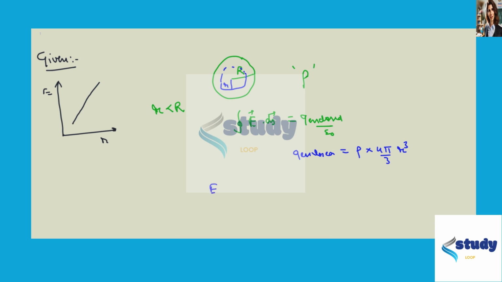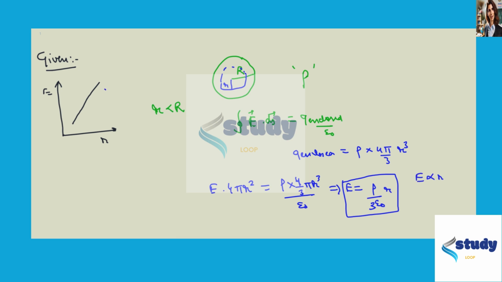So this gives us the integral of E dot dA. Now the dA is the area of the sphere and the electric field is symmetric, which means E comes out of the integration and this gives us 4 pi r squared. So E times 4 pi r squared equals rho times 4 by 3 pi r cubed over epsilon naught. So this gives us E equals rho over 3 epsilon naught times r. So this is the relation between E and r. This is a linear relation, so E is directly proportional to r, and this is consistent with the graph.